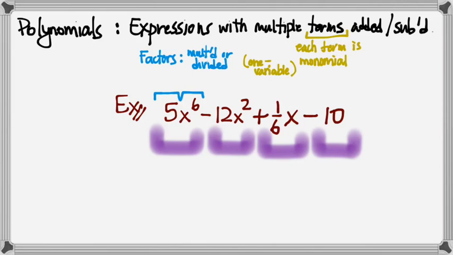And so this first term, 5x to the 6th, I'm going to think of as being comprised of two different factors. One of those factors is a constant, the number 5. Anytime there's a constant factor in a monomial, and there always is, even if we don't write it, we're going to call that factor the coefficient. So when I use the word coefficient, that's always what I mean. This is the constant factor. It's the factor that doesn't have a variable in it.